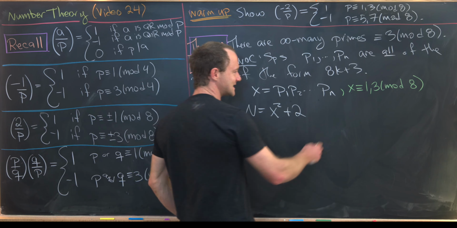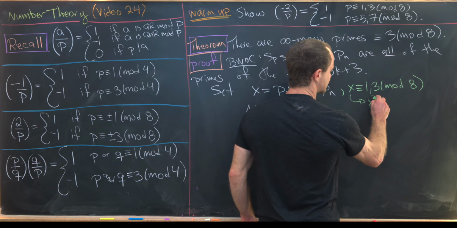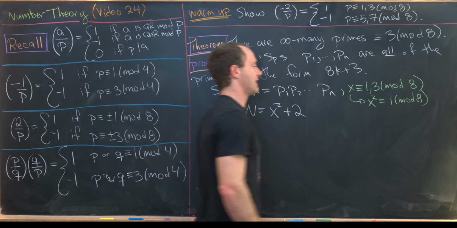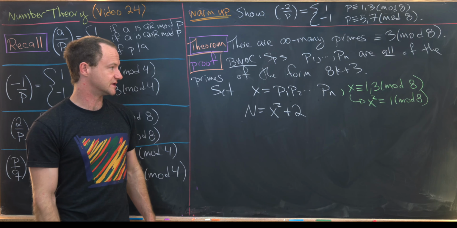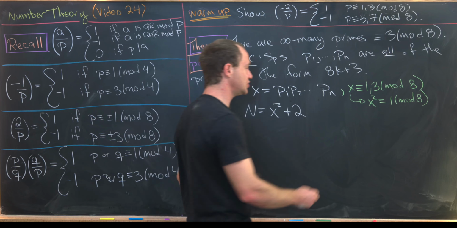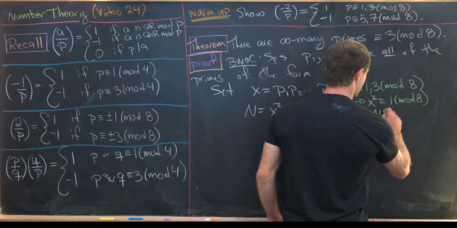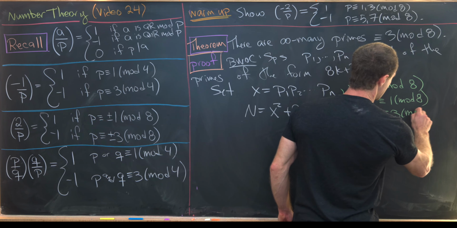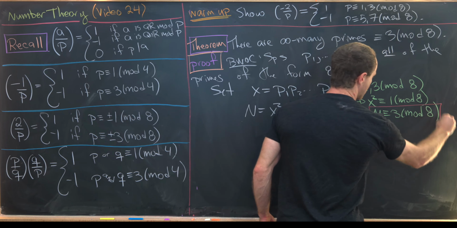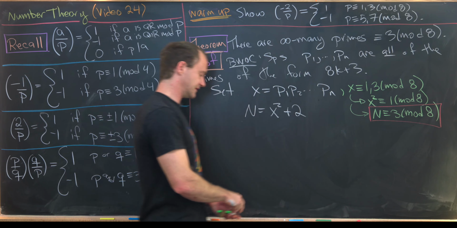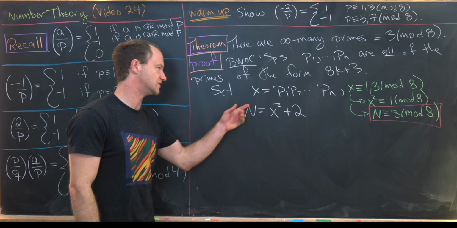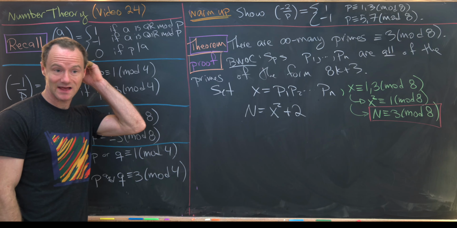But notice that that tells us that x squared is congruent to 1 mod 8. Again, because 3 squared is 9, which is 1 mod 8. But now putting that together with this number 2, that tells us that this number n is congruent to 3 modulo 8. And this actually is a pretty important fact for the end portion of the proof, but it's really nice to notice at this stage because we've just introduced x and n.